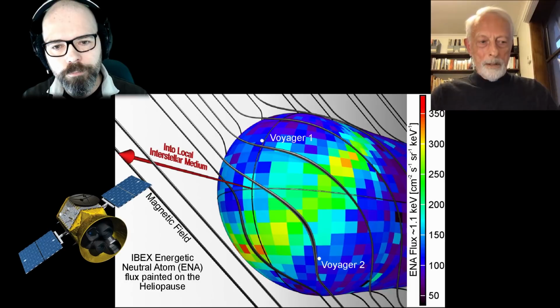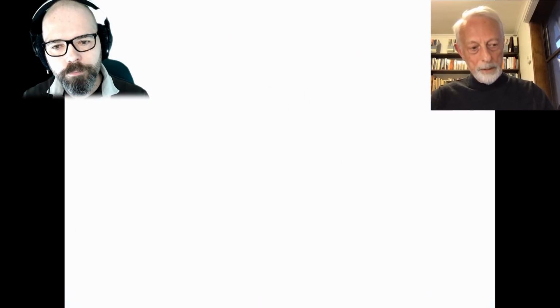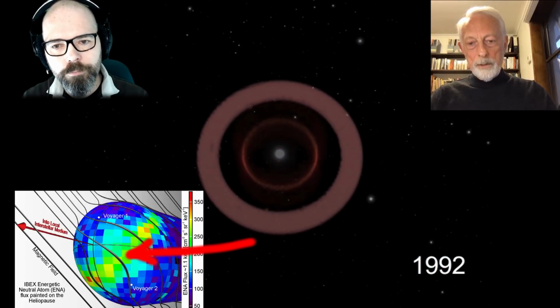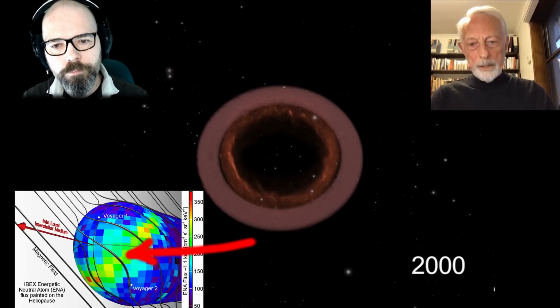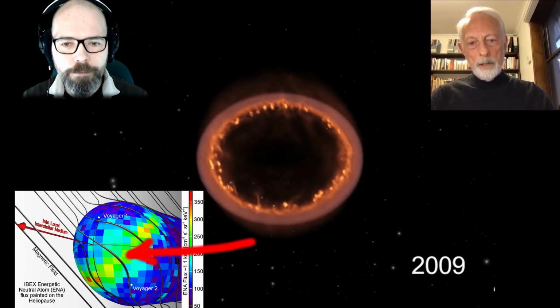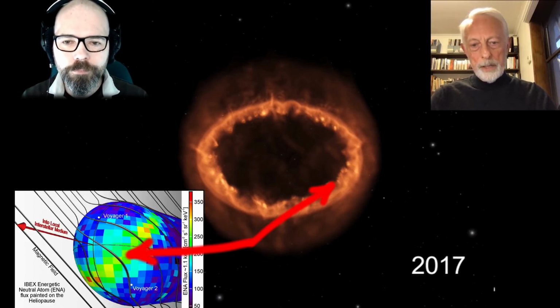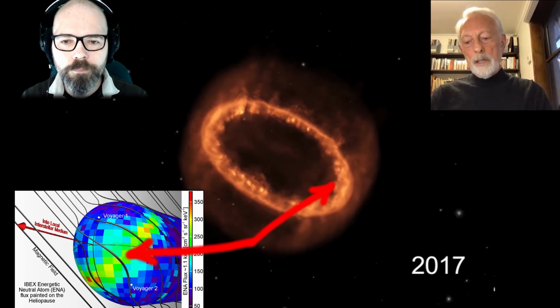And so I was hoping to see from that IBEX mission, because I knew about the energetic neutral atoms, that the structure would be that of supernova 1987A, where you have that ring of beads around where the star is or was.